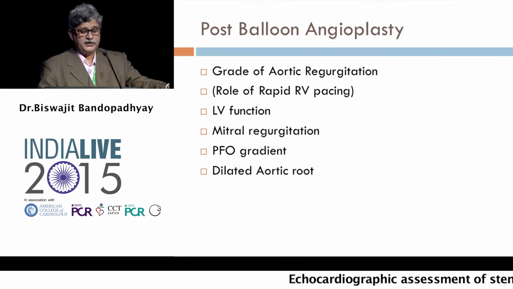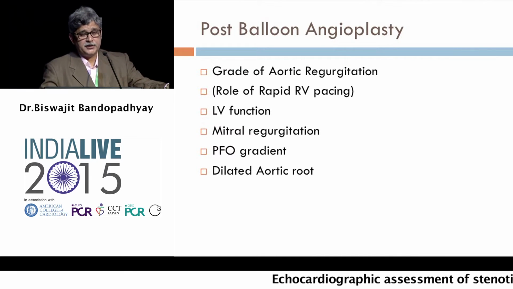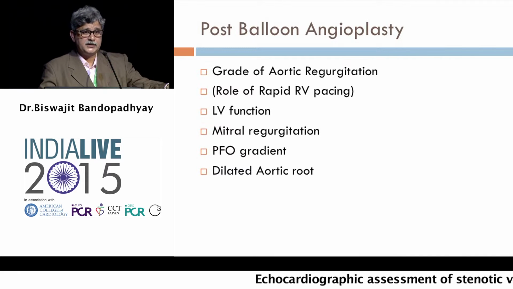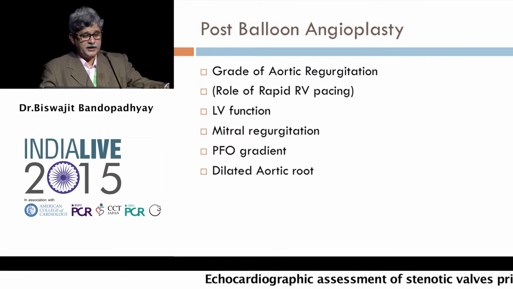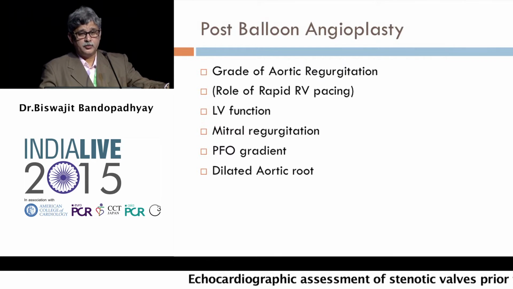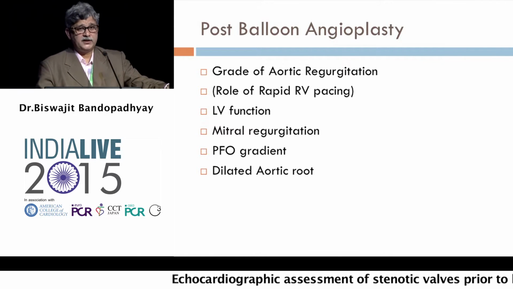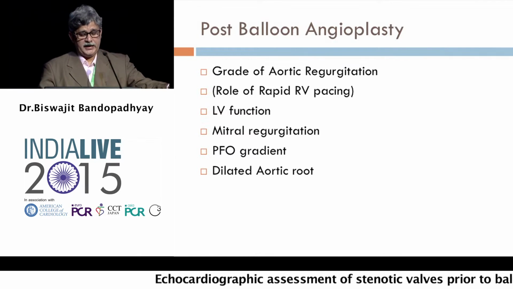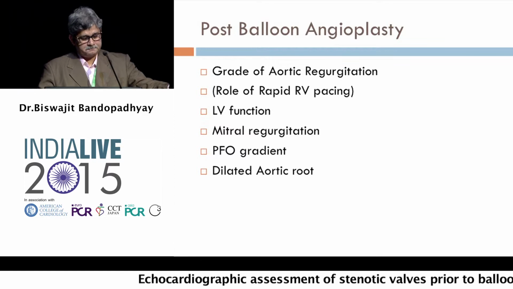But since we started using rapid right ventricular pacing to decrease the cardiac output so that the balloon doesn't jump too much, the incidence of aortic regurgitation has really come down, or to almost negligible. And if you are okay with the balloon size, if you don't exceed 80 to 100% of the annulus size.